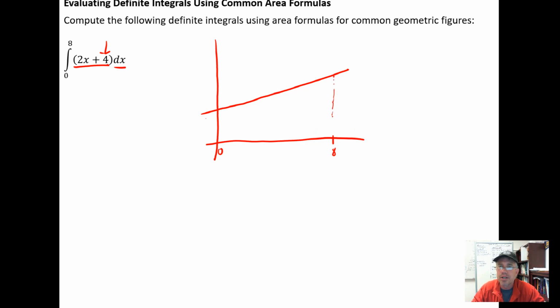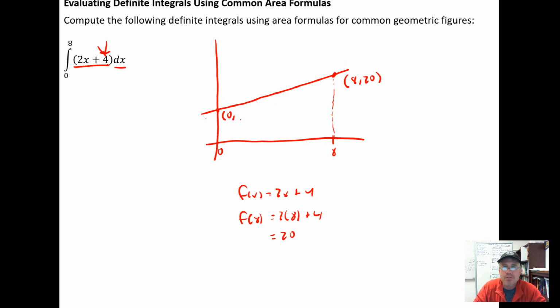And so out here at 8, we can find the ordered pair right here by just inputting 8 in there. So we have a function f of x equals 2x plus 4. So f of 8 is just 2 times 8 plus 4, which is 20. So we know the ordered pair here is input 8, output 20. And right here, the y-intercept is at 4. Sorry, input 0, output 4.